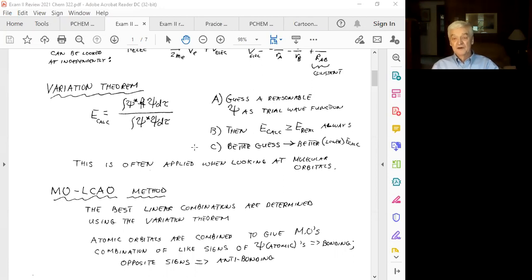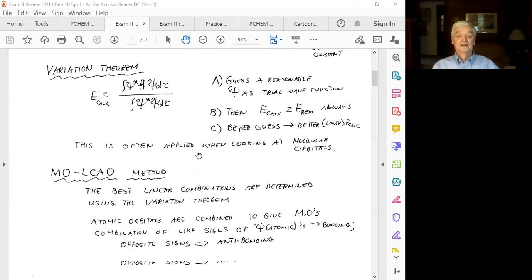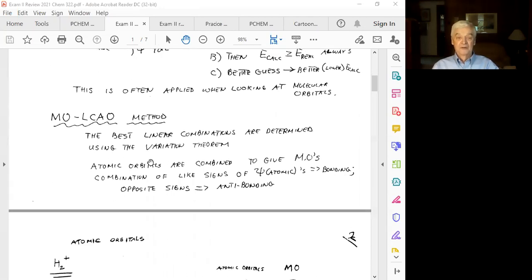So with this background, we go into our molecular orbital linear combination of atomic orbitals method. And we learn to see what the best combinations are by applying the variation theorem. The basic model that you've seen over and over again: when you combine like signs of the wave function, plus to a plus, you get a nice bonding orbital.